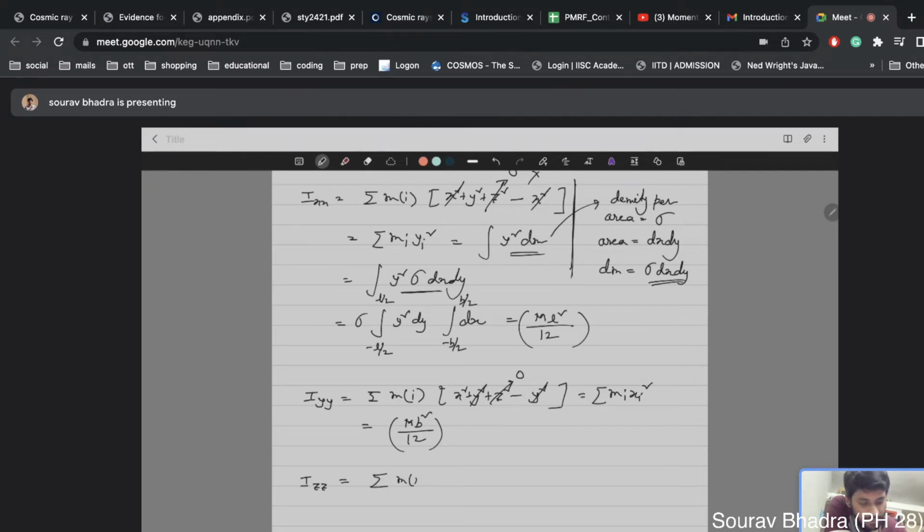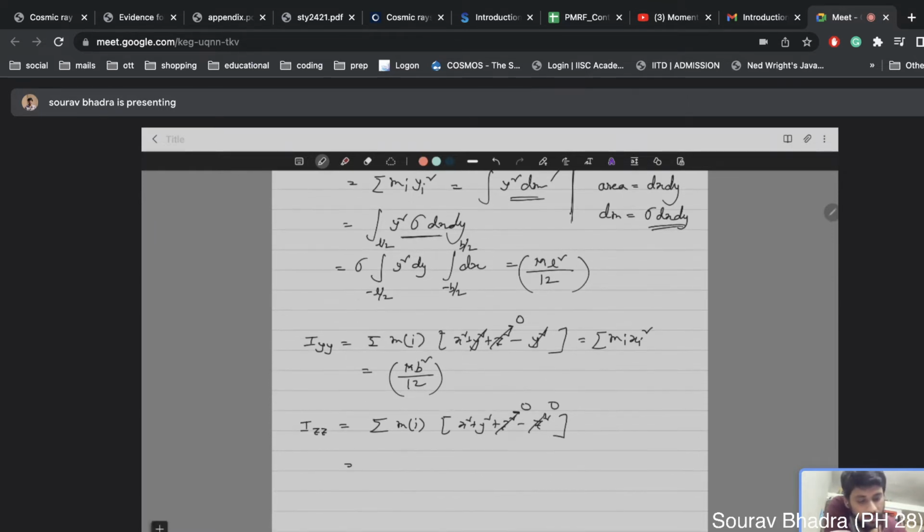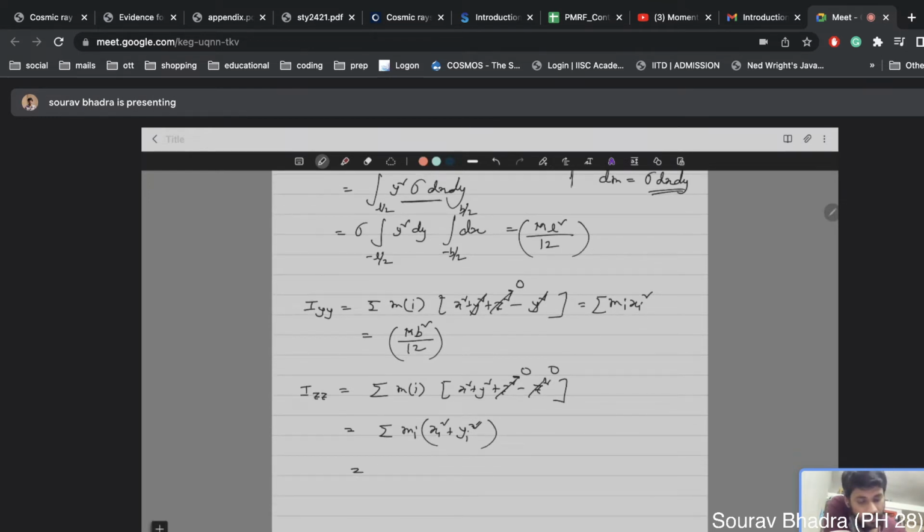Izz is sum of m i times x square plus y square plus z square minus z square. Okay, ideally it will be the situation, but for our case all z are 0, so it will be m i times xi square plus yi square, which you can write as the integral of x square plus y square dm, where dm we will write as sigma dx dy. Okay, so this is your Izz.